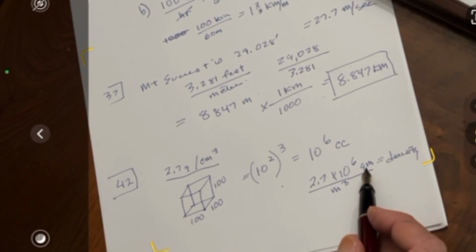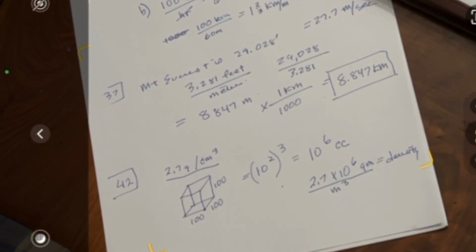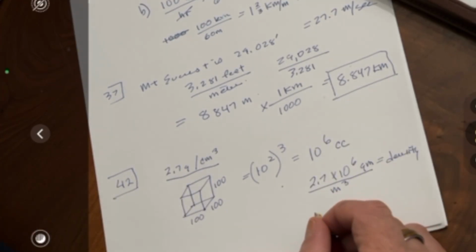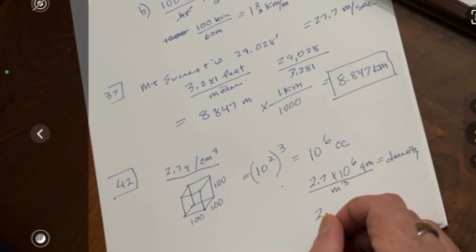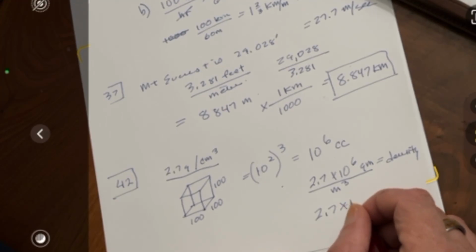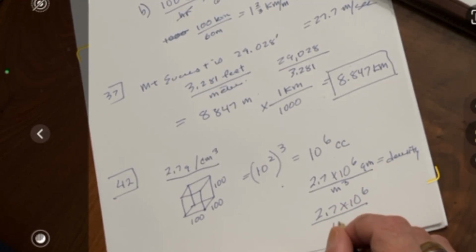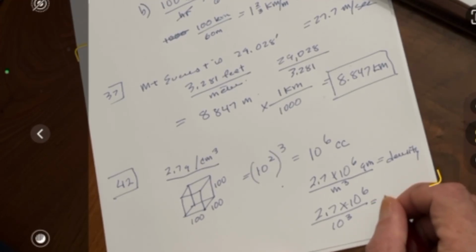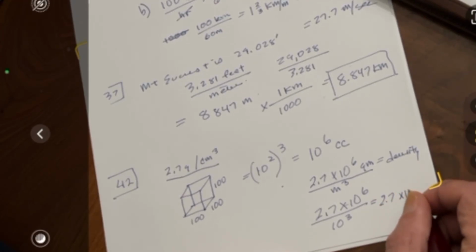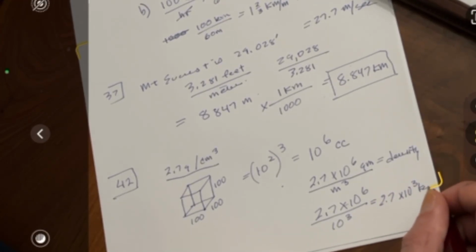Okay, but it doesn't want it in grams, it wants it in kilograms. So how many grams are in a kilogram? Well, there are 1,000 or 10 to the 3 grams in a kilogram. So it's going to be 2.7 times 10 to the 6th divided by 10 to the 3 equals 2.7 times 10 to the 3 kilograms.